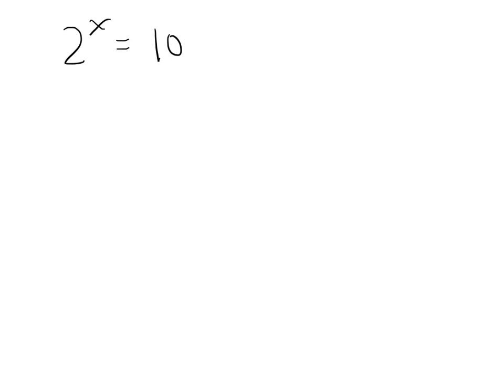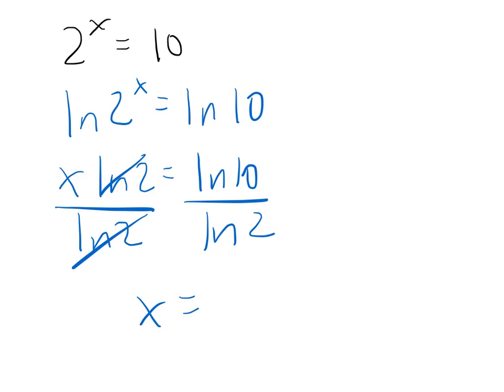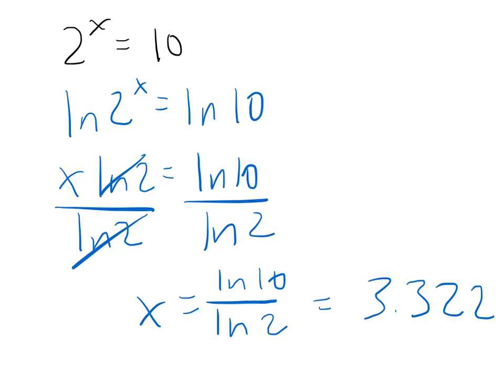So what I'm going to do is take the natural log of 2 raised to the x equals the natural log of 10. Now I'm going to bring my exponent here to the front, and I'll get x times the natural log of 2 equals the natural log of 10. And lastly, what I can do is divide both sides by the natural log of 2. My natural log of 2's cancel each other out, and I get that x equals the natural log of 10 divided by the natural log of 2. And when I enter that into the calculator, I get 3.322. And there's my answer there.